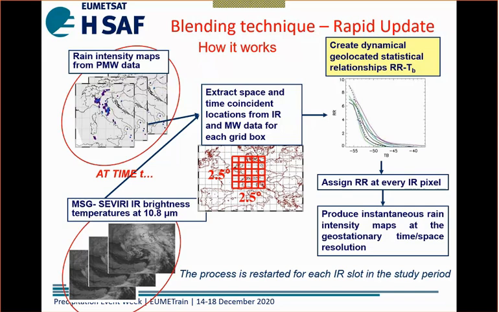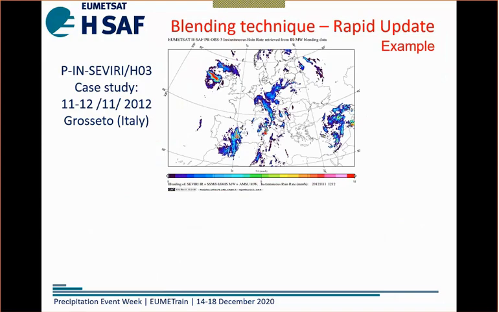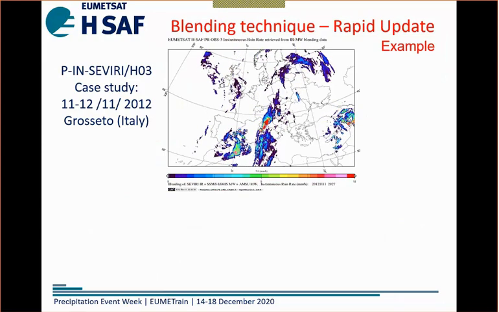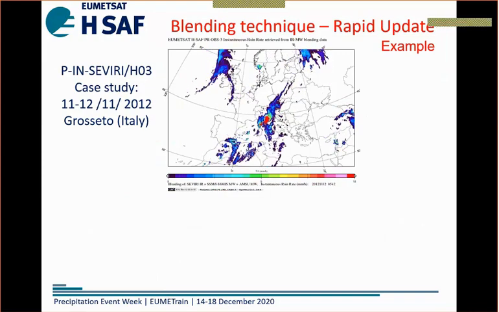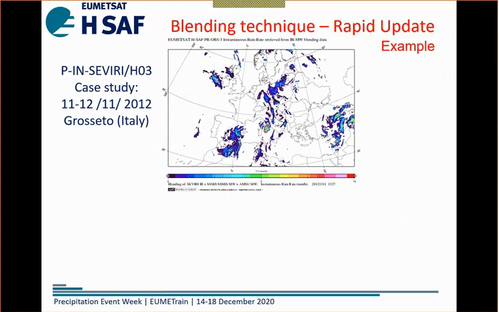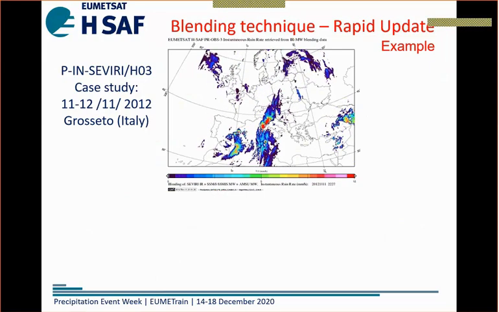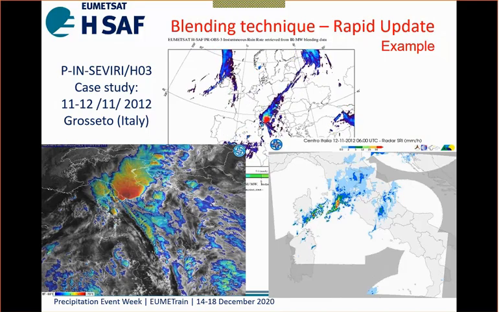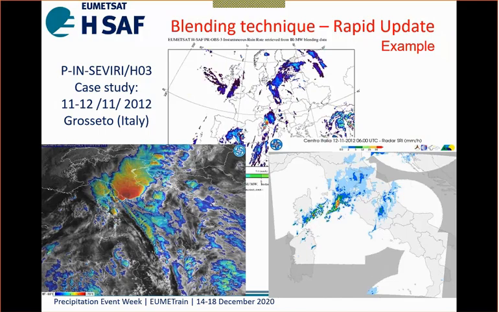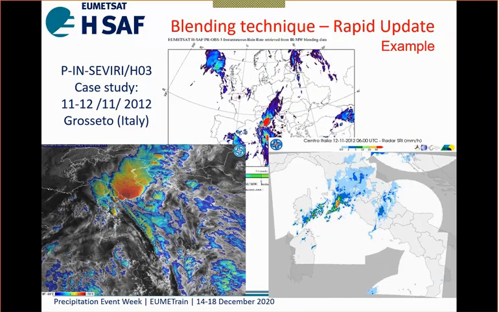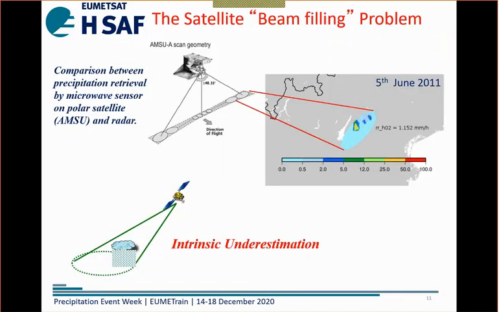So a rain rate is assigned to every infrared pixel, and an instantaneous rain map is produced with the time and space resolution of this geostationary satellite. And this is a case: the flood event that we had in Grosseto in 2012, here compared between the radar data and the infrared-enhanced picture.